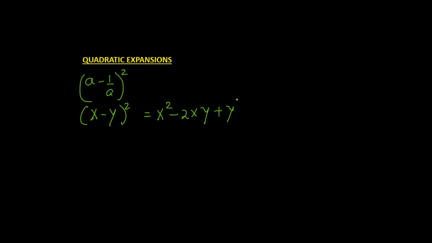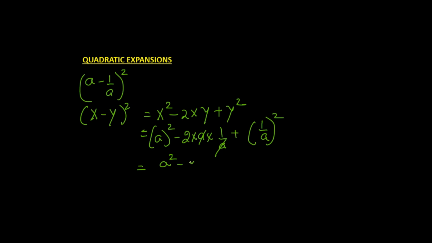(a - 1/a) whole square can be compared to (x - y) whole square, which is x square minus 2xy plus y square. Yes. So x becomes a square minus 2 into a into 1 by a plus (1/a) whole square, which gives you a square minus 2. This a and a cancels off, plus 1 by a square, which is equal to a square plus 1 by a square and negative 2.